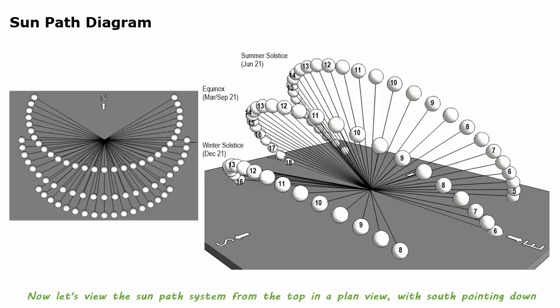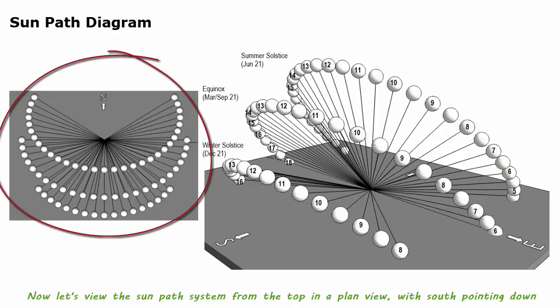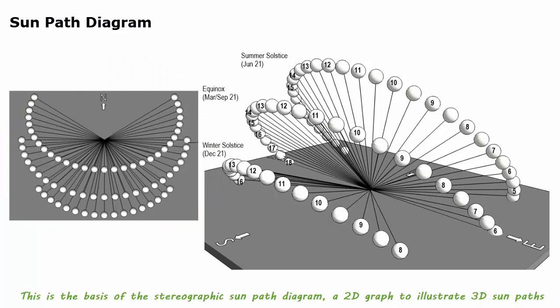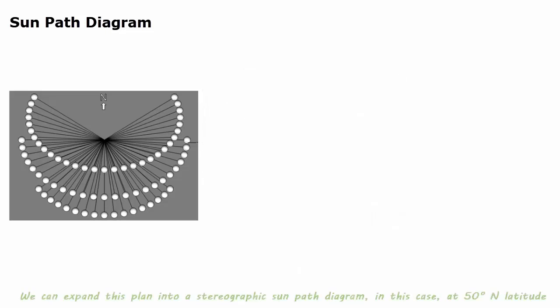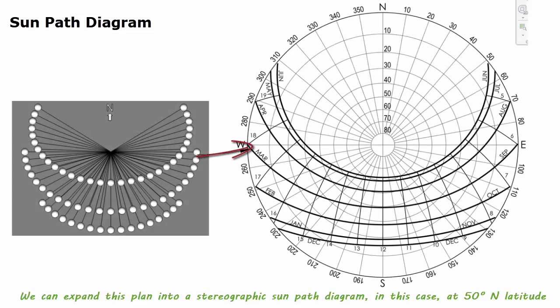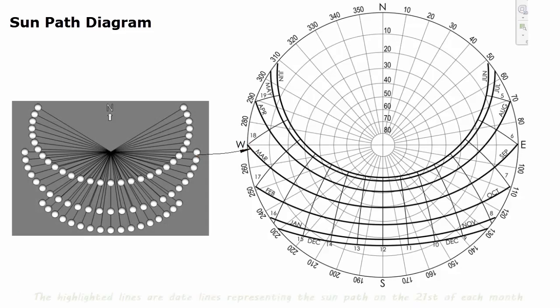Now let's view the sun path system from the top in the plan view, with south pointing down. This is the basis of the stereographic sun path diagram, a 2D graph to illustrate 3D sun paths. We can expand this plan into a stereographic sun path diagram, in this case at 50° north latitude.